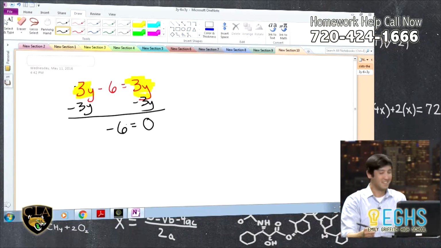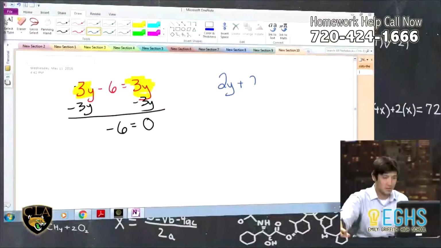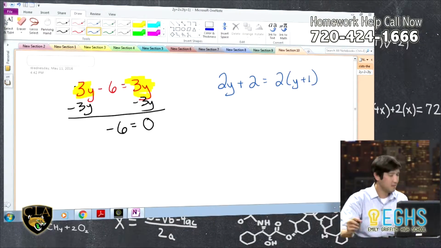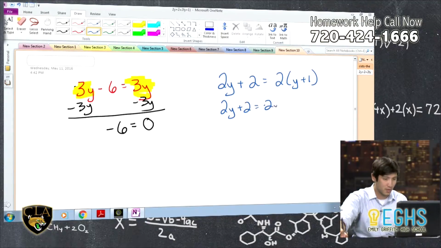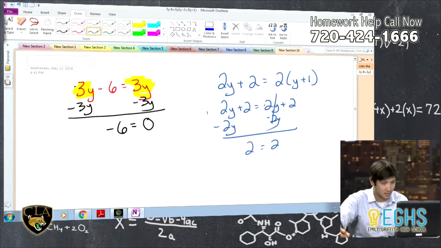What? As you can see, this confuses a lot of students when this happens. And they think they must have done something wrong. You know, it's funny because this is kind of like, what was another example? We did like 2y plus 2 equals 2 times y plus 1, and you're trying to solve that, right? And you go through and solve, and you get another weird answer, 2y plus 2 equals 2y plus 2. And then again, your y variables cancel out. But in this case, you're left with 2 equals 2, and that actually makes sense.